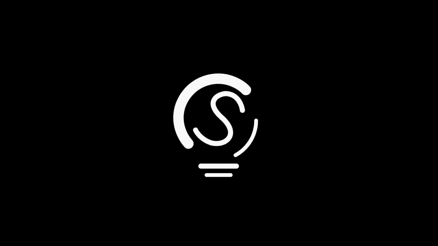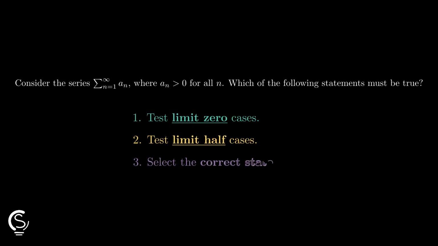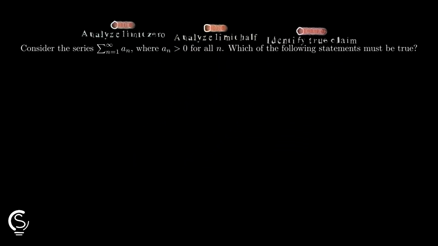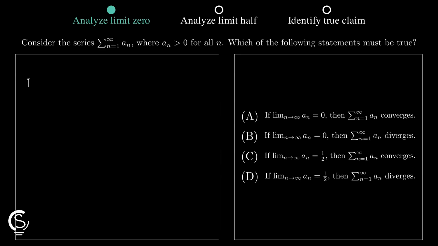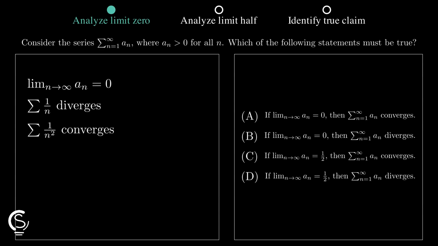Let's level up. Calculus series problems often look tricky, but we can solve this quickly by testing the limit of the sequence terms to identify the correct mathematical statement. When the limit of a sequence is 0, the series might converge or diverge. Think of the harmonic series versus a convergent p-series. Thus, options A and B are not true.